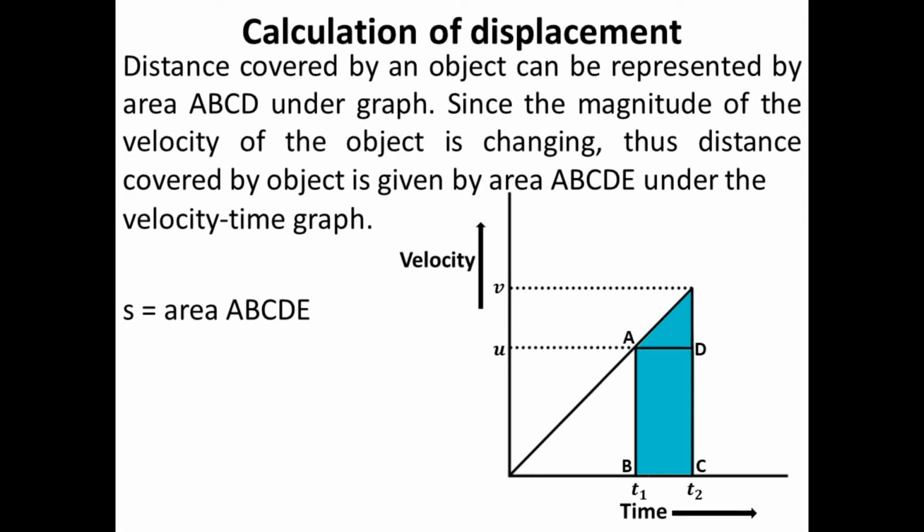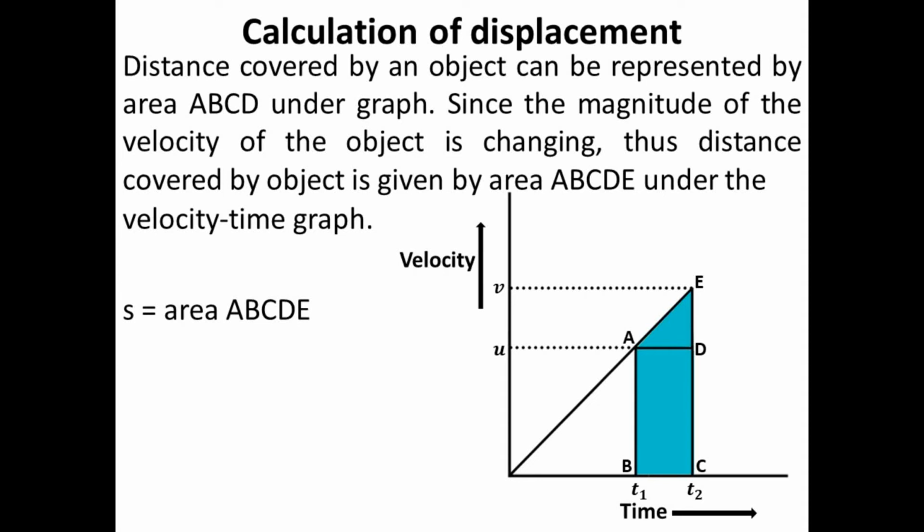Since the velocity of the object is changing, thus the distance traveled by the object will be given by the area ABCDE under the velocity time graph. Thus, the distance travelled is equal to area ABCDE.